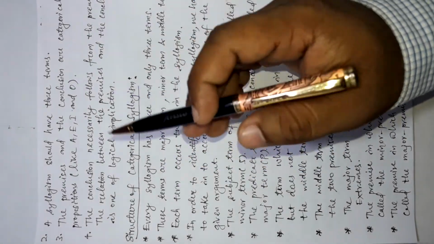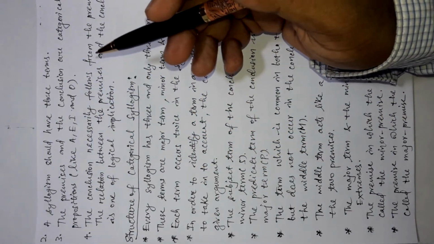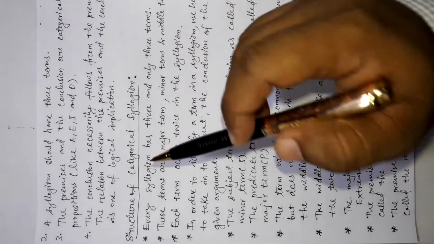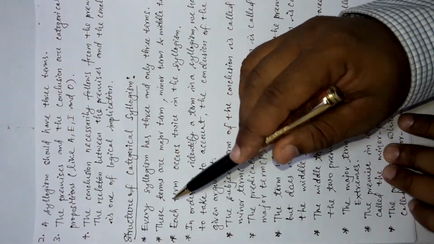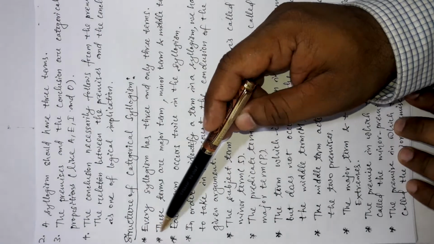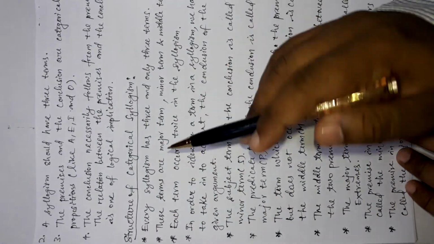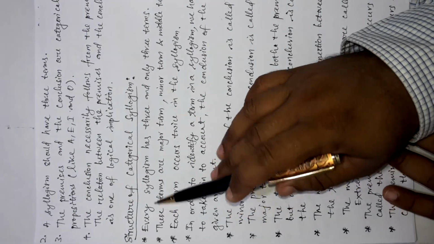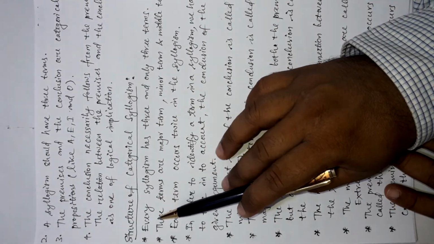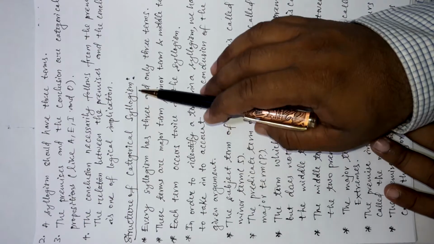Let us come to the structure of pure categorical syllogism here. For your understanding, I have divided the points and written them separately one by one to discuss with you separately. Now, what is the structure? The first point is the structure of categorical syllogism.